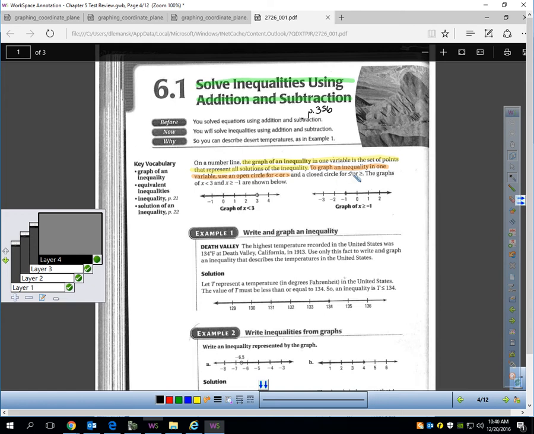When you graph an inequality in one variable, use an open circle for any greater than or less than problems, but use a closed circle if it's less than or equal, or greater than or equal. So if you see an equal sign involved, you got to use a closed circle.